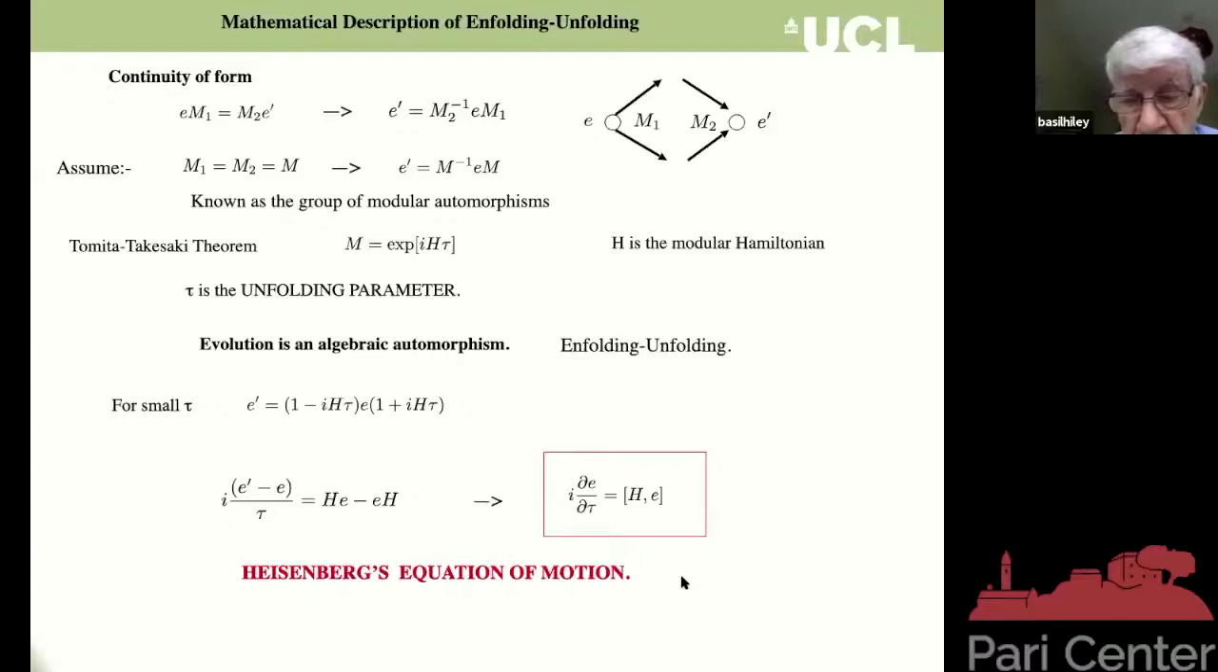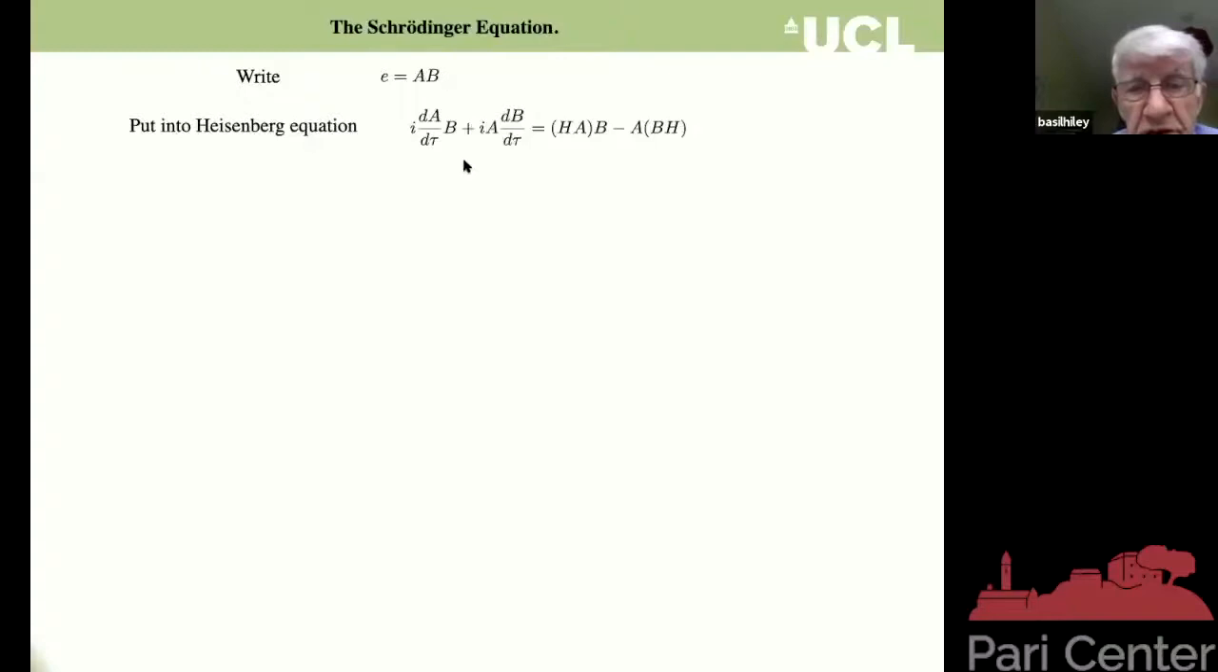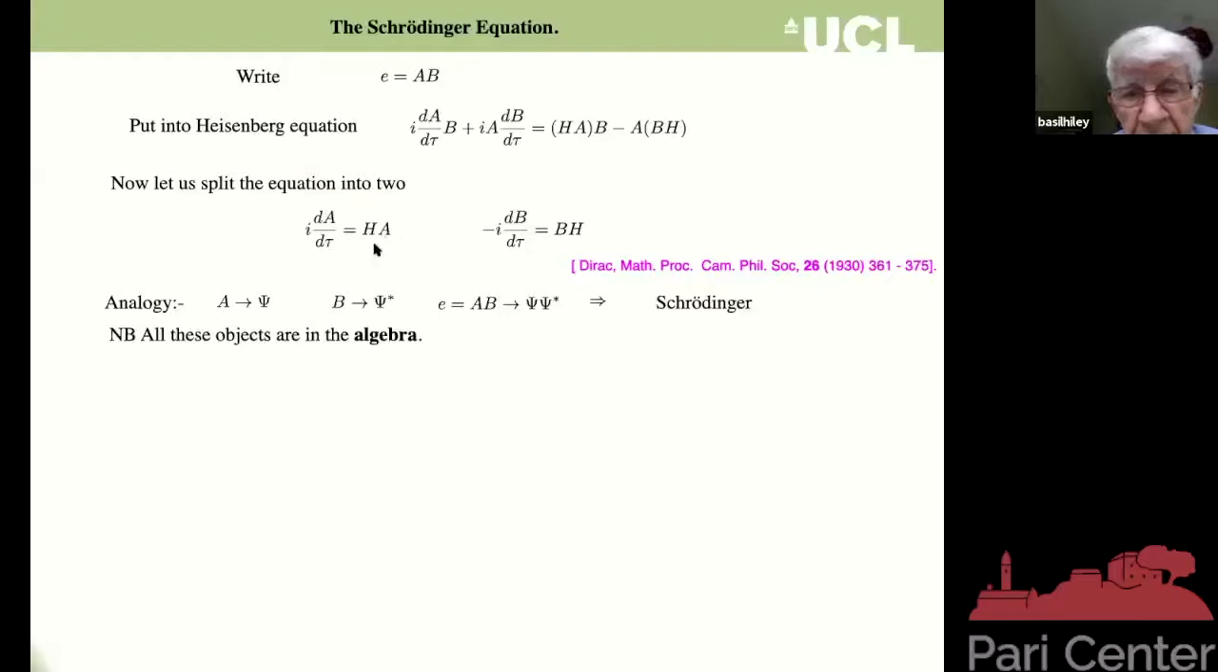But what about Schrodinger? Oh, and the rho, the E is just the density. And in fact, if you write E is equal to AB, you can split these equations apart and you can get two Schrodinger equations. Here's one Schrodinger equation. I've written it with A's instead of psi's. And this one is the complex conjugate Schrodinger equation.